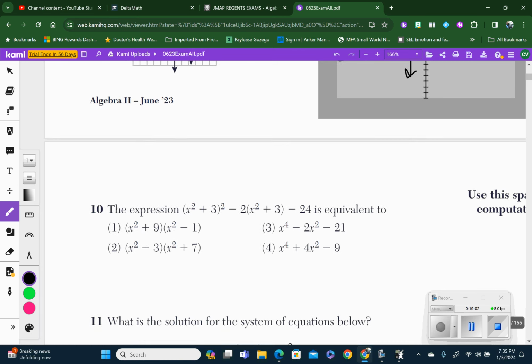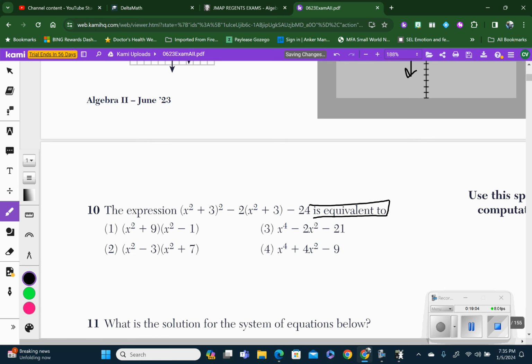All right, here's another one, "is equivalent to." I think we've done this enough. So this is literally just plugging it into the calculator. You could plug this under y1, plug each of the other ones under y2, and see which one matches. When you do that, you will see that the first one does not match. The answer is going to be the second one.